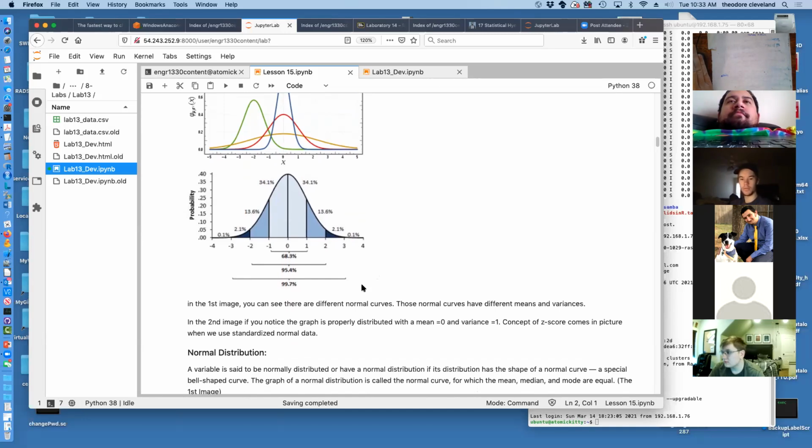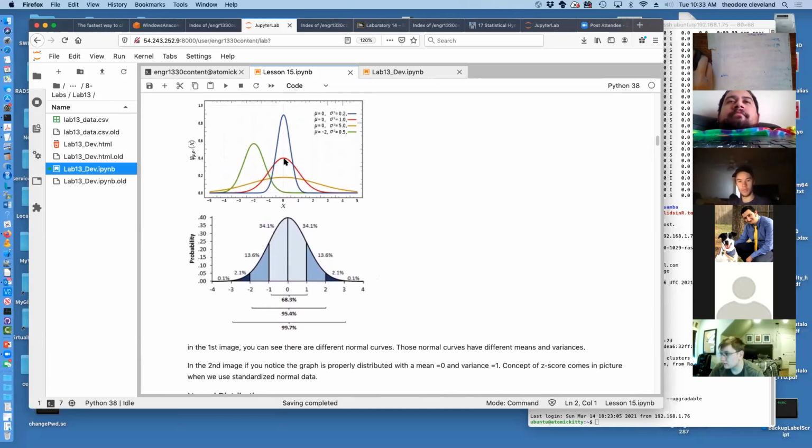So in the first image, we saw different normal curves. They have different means and variances. So the blue curve, the red curve, and the gold curve all have a mean value of 0. But the variance of the blue curve is quite small, 0.2. The variance of the red curve is larger, value of 1. The variance of the gold curve is 5 times larger than the red curve. So there's quite a bit more variability in the gold population than the blue population.